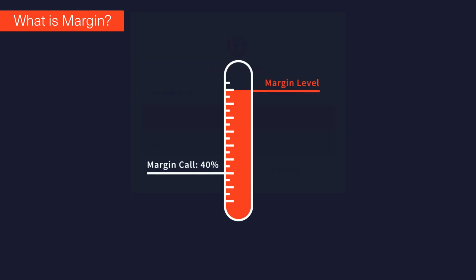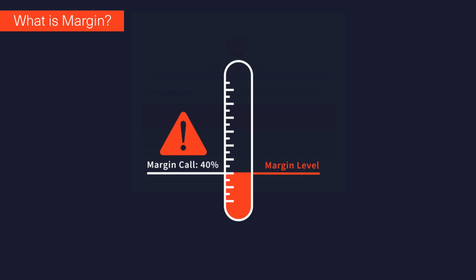Well, in this case it means that once the trader reaches 40% of his margin level, he will get a margin call. If the trader doesn't start closing his least profitable positions and he experiences further losses that bring him to 20% of his used margin, stop out will be triggered.